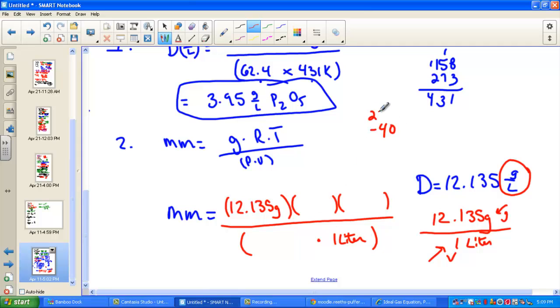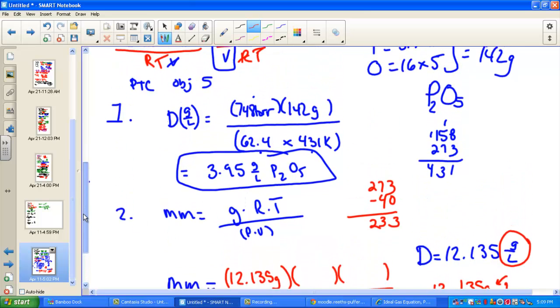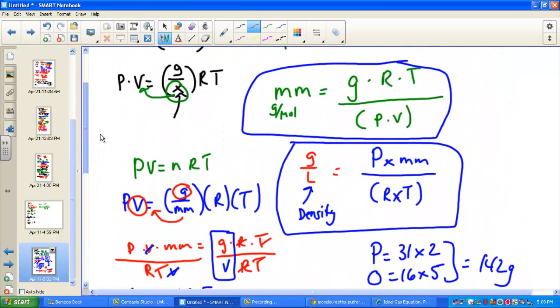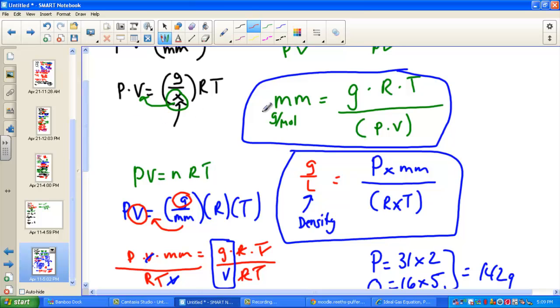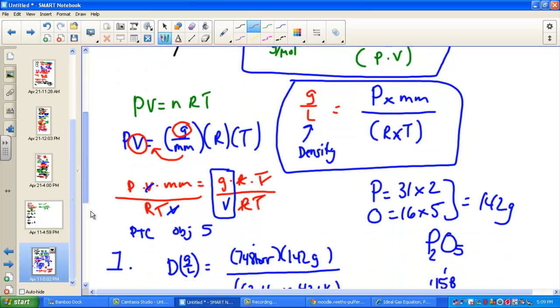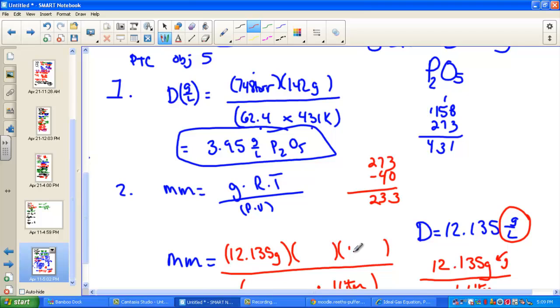Temperature was -40, so that's 233 Kelvin units. Where does that go? Temperature. See it up here? So we'll put it right here in this parenthesis. 431 Kelvin units. Oh, wrong number, 233. Good thing I can erase. 233 Kelvin units.